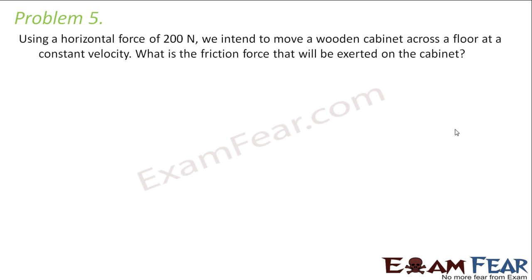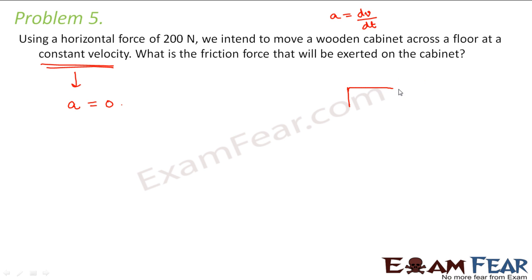So whenever I say constant velocity, what does that mean? Constant velocity means acceleration is equal to 0. Why? Because acceleration is nothing but the rate of change of velocity with time. So if velocity is constant, that means it is not changing with time. So acceleration would be 0. So what is the force of friction that will be exerted on the cabinet?